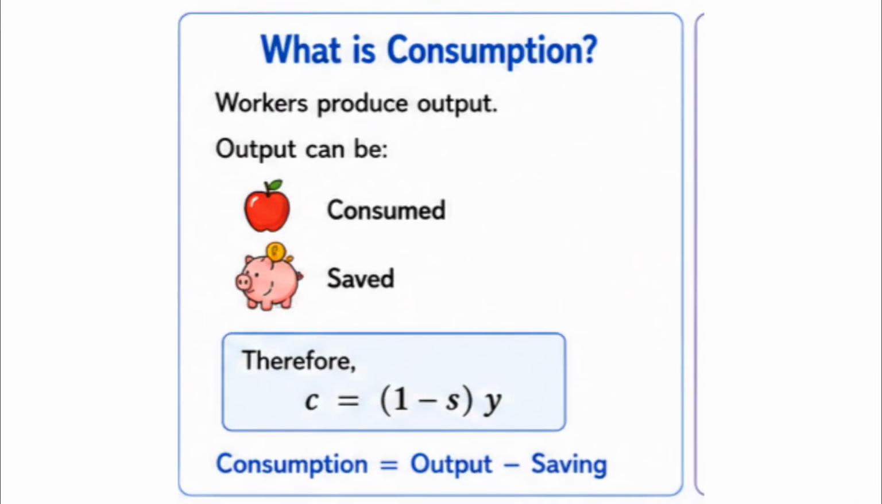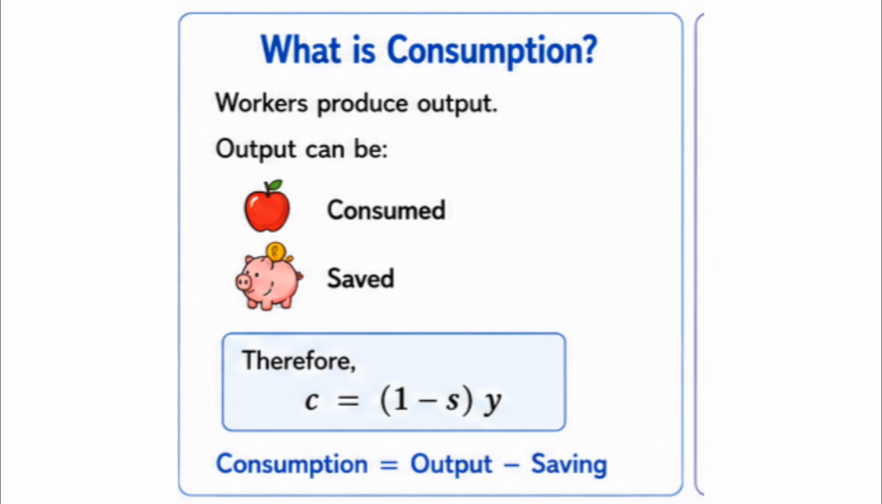Now let's dive into the concept of consumption. Workers produce output, and that output can either be consumed or saved. So, if consumption is what's left over after we do our saving, the math works out beautifully. As you can see, consumption per worker C is equal to 1 minus the saving rate S times total output per worker Y.